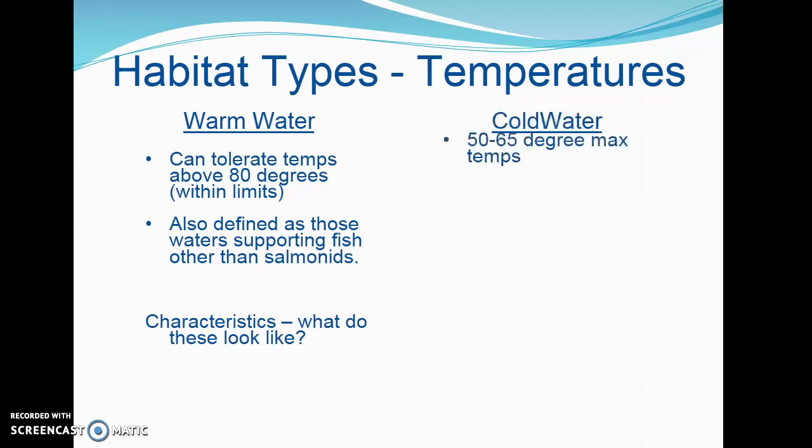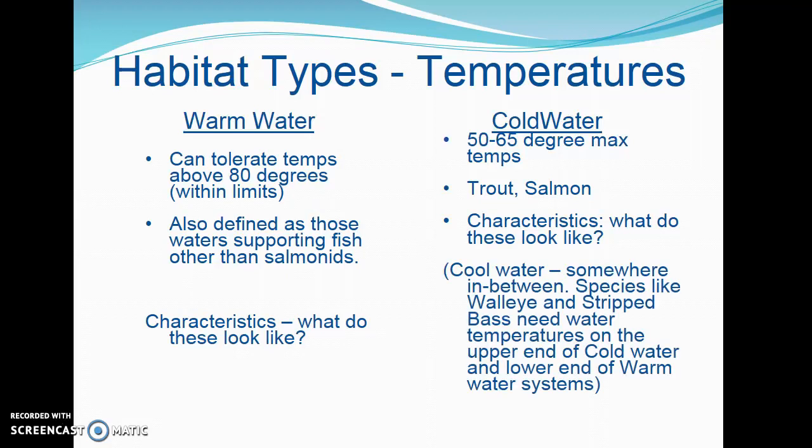And our cold water systems, they have a maximum temperature of 50 to 65 degrees, but oftentimes are hunkering down there around the 40-degree mark. And our trout and our salmon are our cold water species. These systems then, what would they look like? They're going to look more like typically flowing waters or deeper waters within lakes, areas that are not as influenced by the energy from the sun.